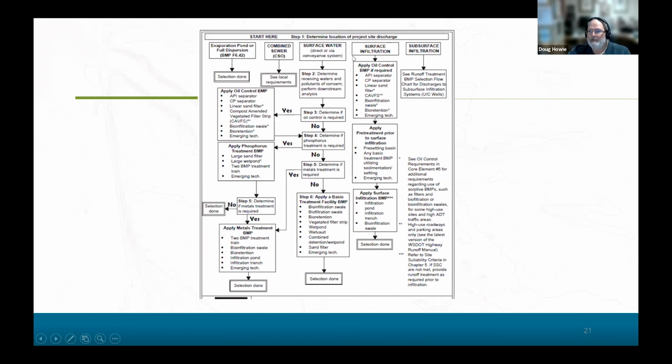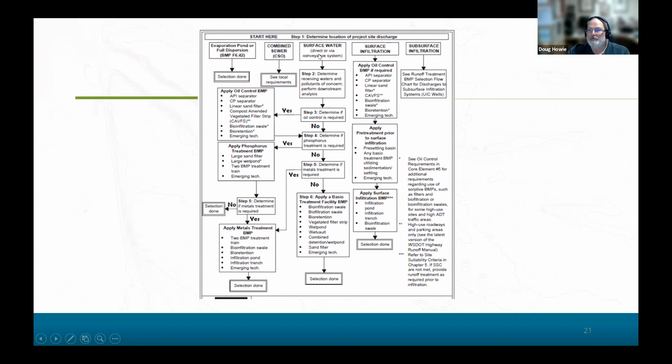Now we have other ways of doing it. Evaporation ponds, you're not discharging, you're full dispersion. There's no discharge anywhere, so you don't have to do any treatment. If you're going to a CSO, combined sewer overflows, you need to follow local regs for CSOs. Pretty straightforward. If you're directing to surface infiltration, meaning an infiltration pond, for example, you have to go down. If oil control is required, you have to apply one of these. Then you come down here. Then you have to do pre-treatment prior to infiltration. And then you have to apply the infiltration BMP.